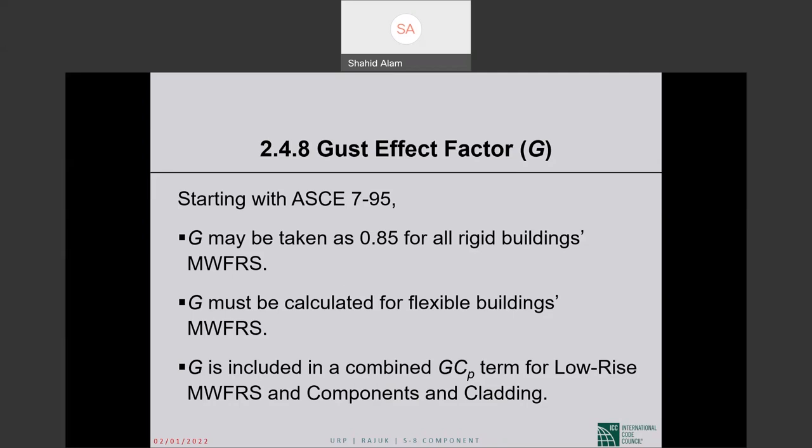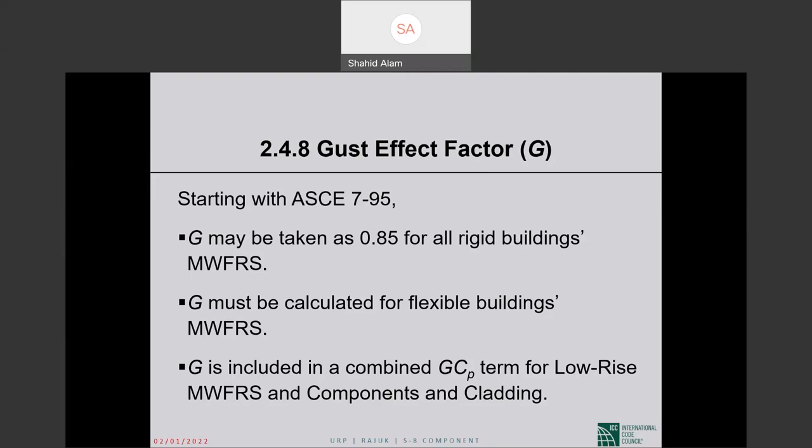G must be calculated for flexible buildings. This calculation is a major pain. There are, I think, 13 equations involved. The equations get uglier as you go. And I once did it by hand just to see how much trouble it was. And it took me an hour and a half of hard labor to calculate that one number. And I still remember after the hour and a half, my number was 0.87.